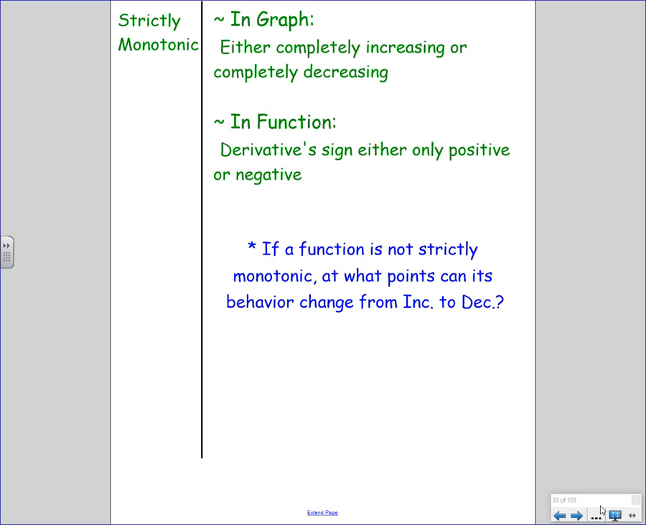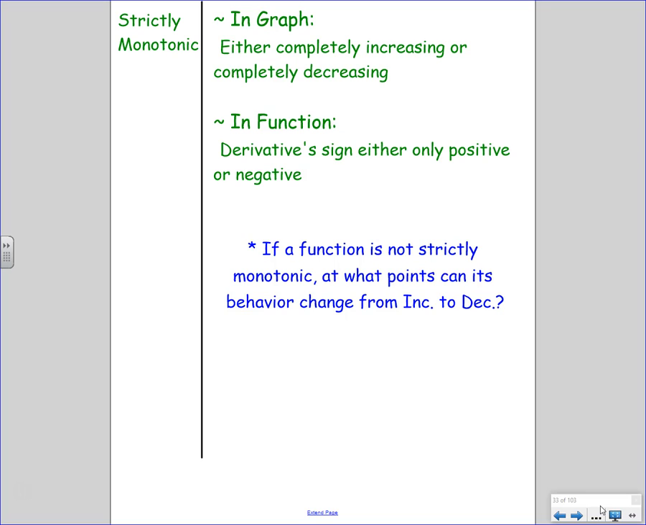Never mind. Anyway. Monotonic, it's only doing one thing, so super boring graphs are only going to increase or only going to decrease. They're not really that boring, but the boring ones are the easier ones to graph. They're strictly monotonic. A function could be just increasing or just decreasing. And if it was just increasing or just decreasing, then the derivative sign is always positive or always negative.